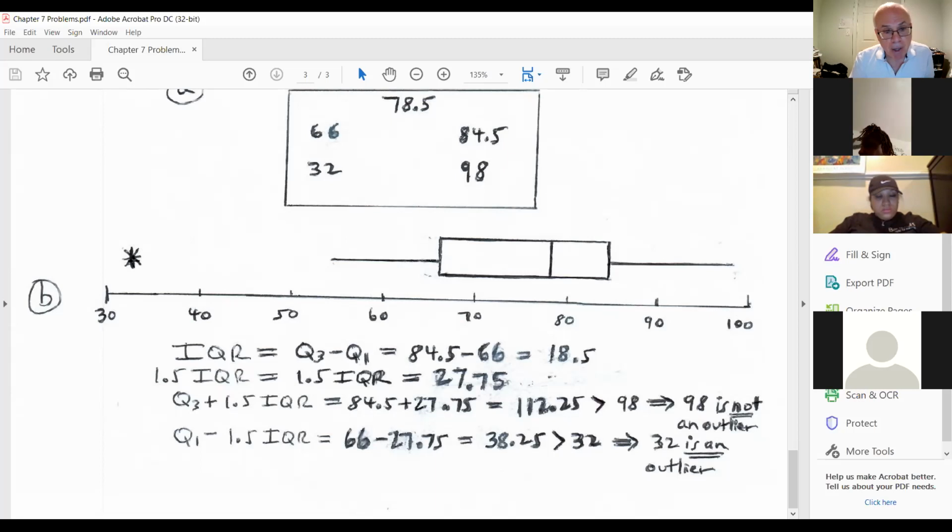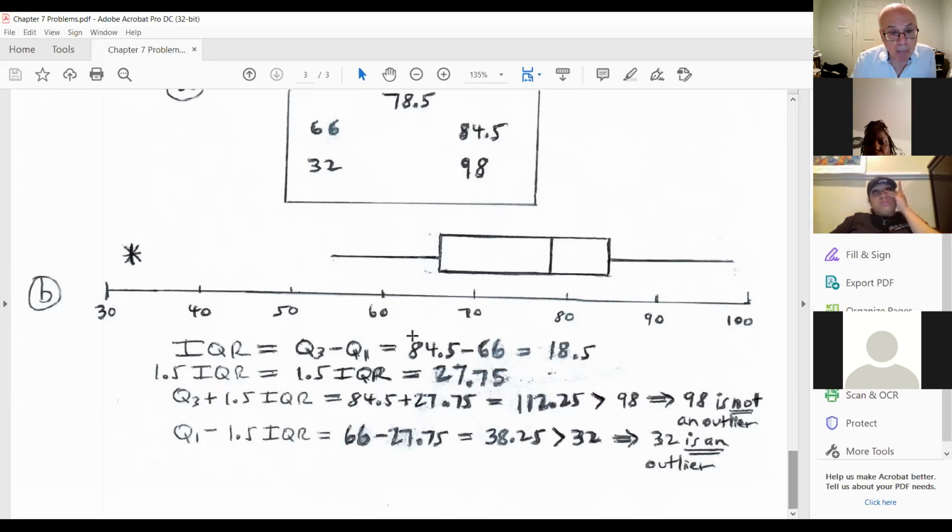Notice I have an asterisk. I think I explained this to you last time. There's an asterisk here because this is an outlier. And remember, I showed you how to calculate an outlier last time. All right, how do you do it?